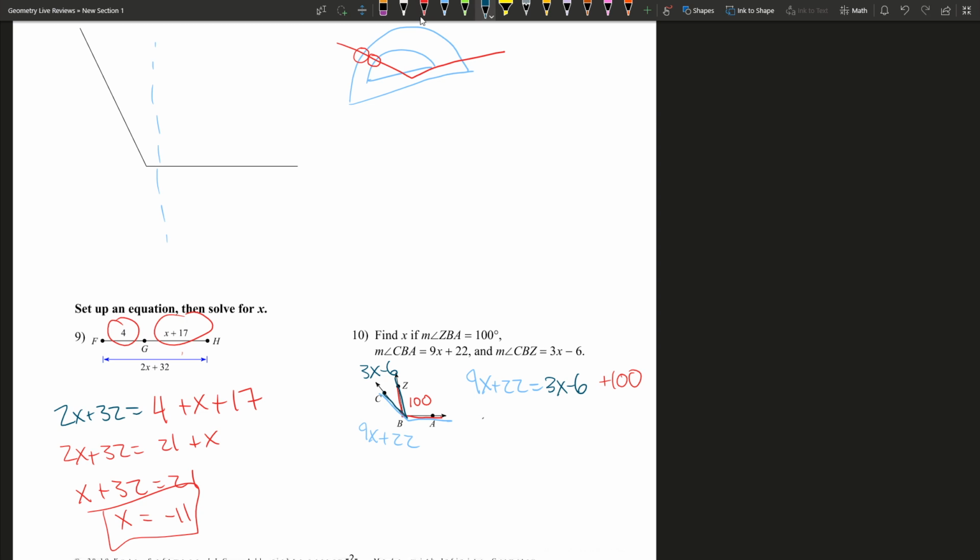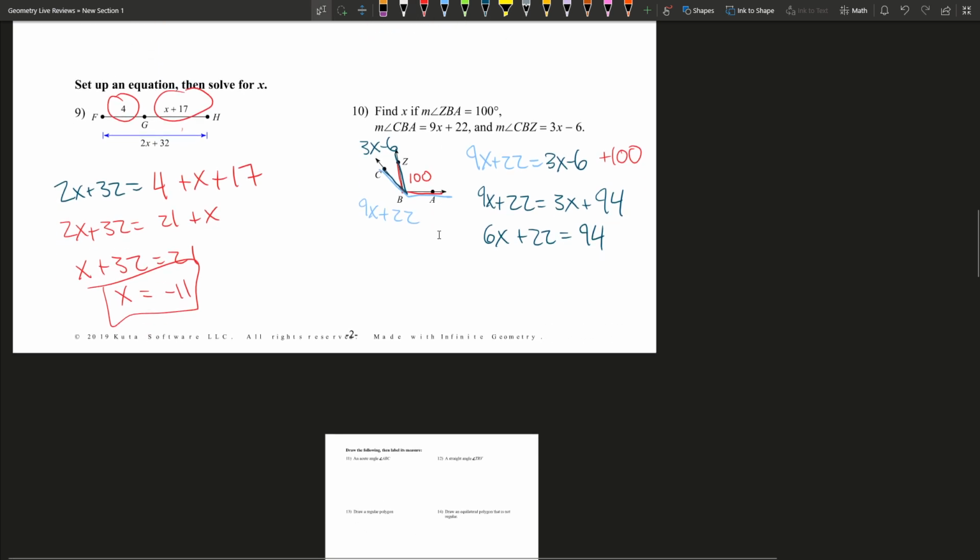So if we simplify the right-hand side, we get 3x plus 94. I'm going to get all the x's on the left, all the constants on the right. So if we subtract 3x from both sides, we get 6x plus 22 is equal to 94. Subtract 22 from both sides. And then divide by 6.